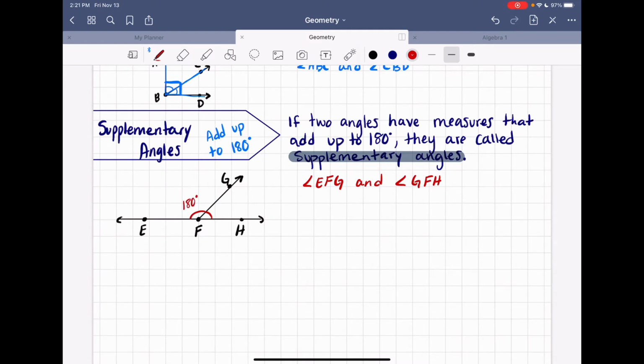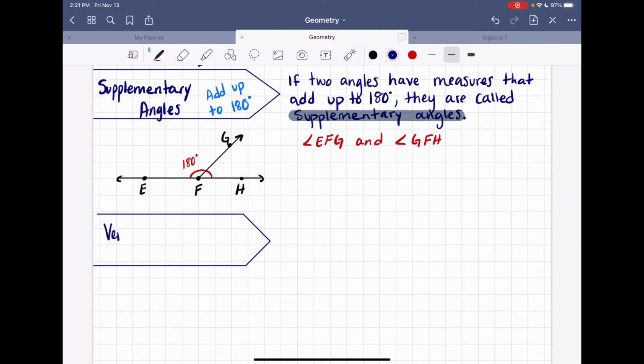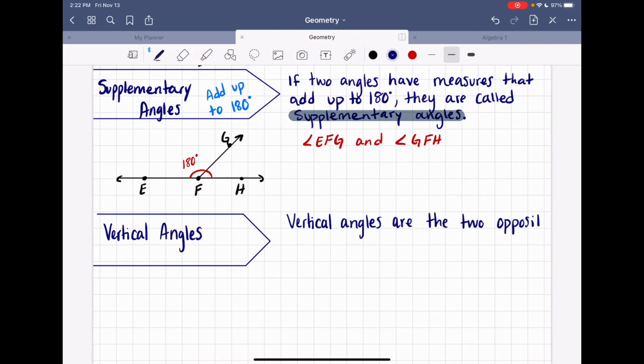The next one that we have are vertical angles. So vertical angles are the two opposite angles formed by two intersecting lines. Those two angles are always equal. They always have equal measure.